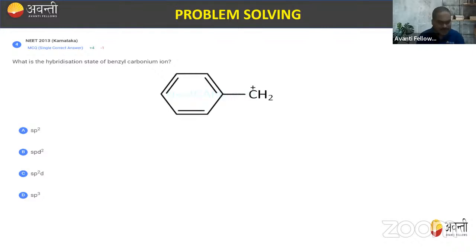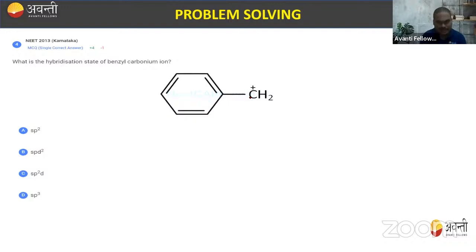चलो, move to the next question बेटा, बताओ जल्दी। What is the hybridization state of benzyl carbonium ion? So in this they are asking what is the hybridization state of benzyl carbonium ion, ठीक है। So benzyl carbonium ion का hybridization state बता दो, ठीक है। So what is the hybridization state of benzyl carbonium ion?